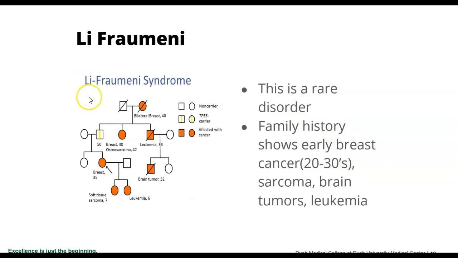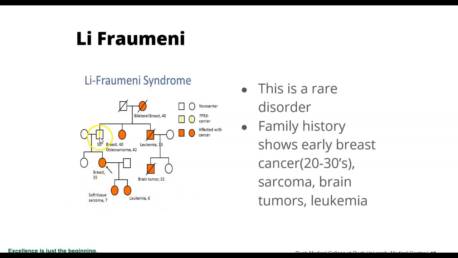So here we have a pedigree of Li-Fraumeni syndrome. And these are the kind of pedigrees where, in general, brain tumors aren't inherited and leukemias aren't inherited. But look at this family history. She had breast cancer at 35. Sarcoma at 7, leukemia at 6.